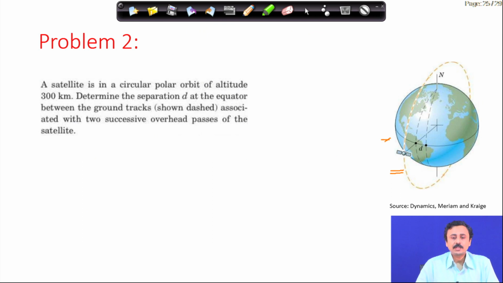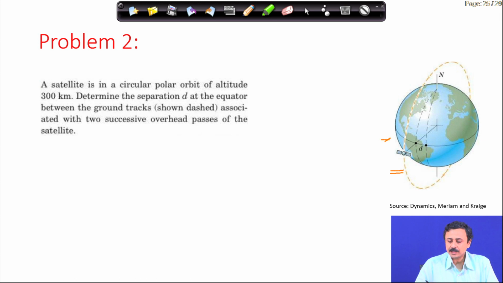Okay, the next problem, which is again taken from the book of Meriam and Craig. A satellite is in a circular polar orbit. Polar orbit means it goes over the poles, the north and the south. It is on a circular polar orbit of altitude 300 kilometers. Now, this 300 kilometers is from the surface of the earth, of course. Determine the separation distance d at the equator between the ground tracks, shown in dashed curves.